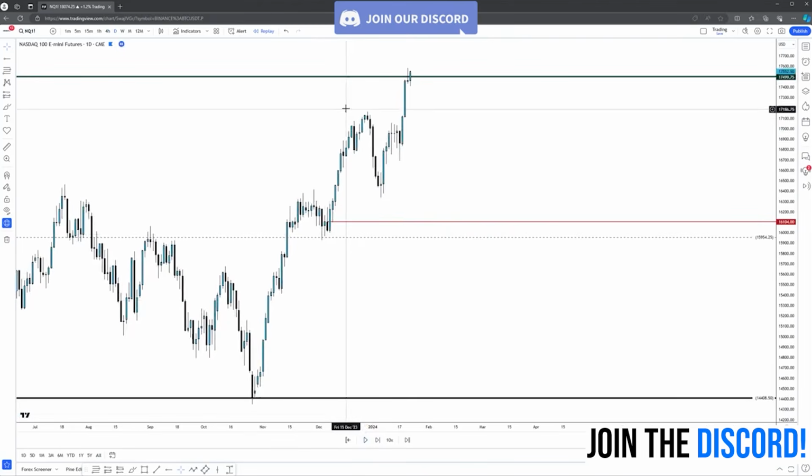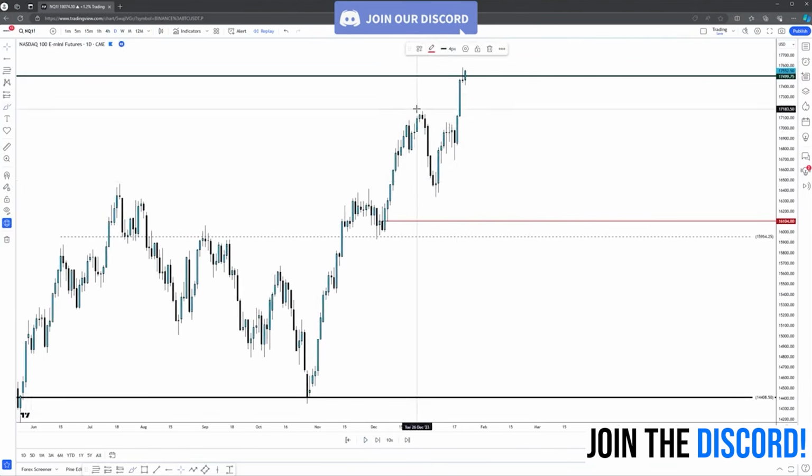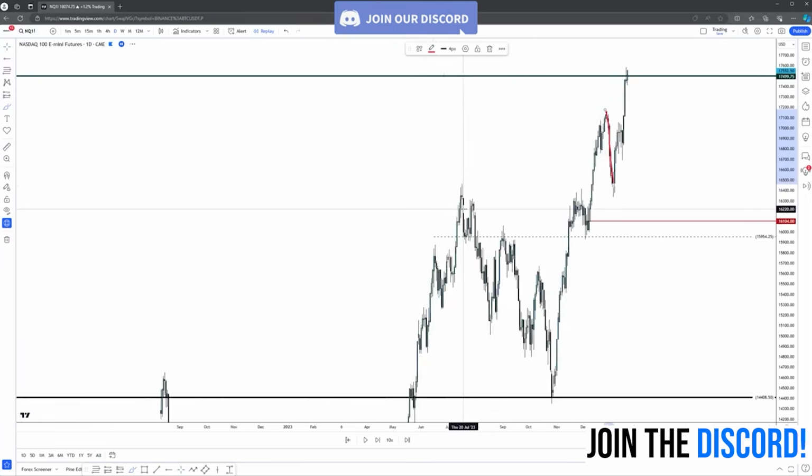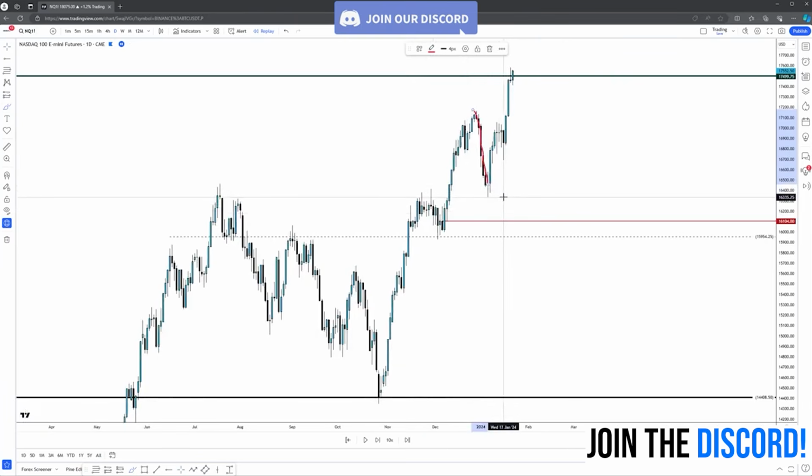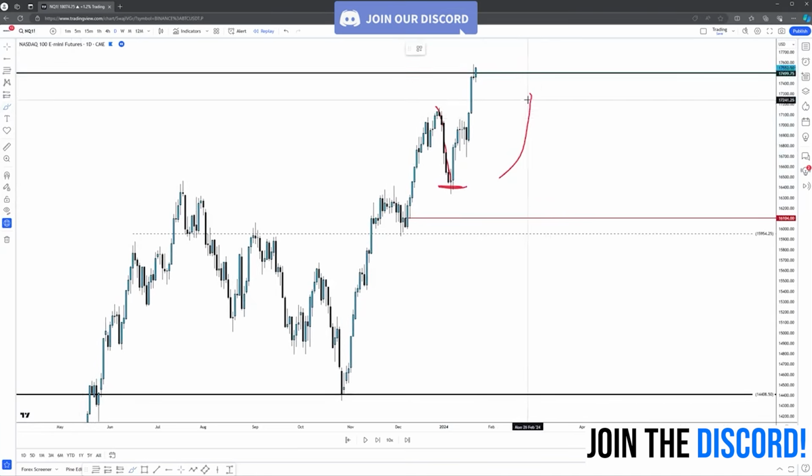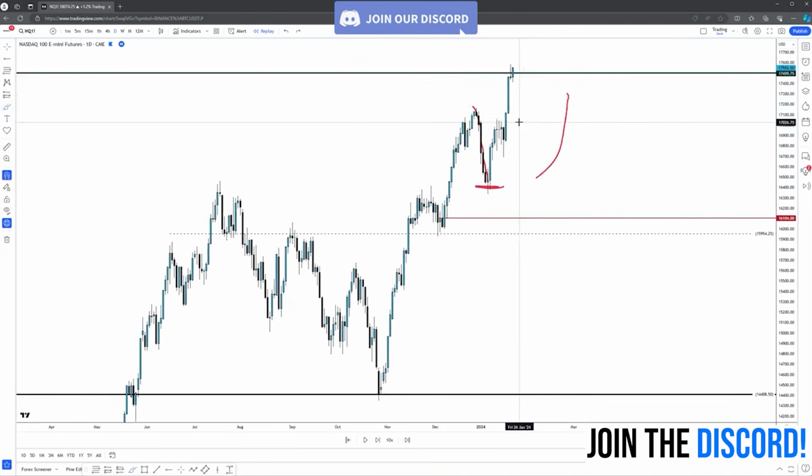Right. And we get this whole huge pullback. And the great thing is, even on this pullback, we could be pretty convicted that this is just a pullback. And if you were in my Discord, we were looking for longs right about here, and a longer term continuation to push price higher, because we knew that the projected defined range was in play.